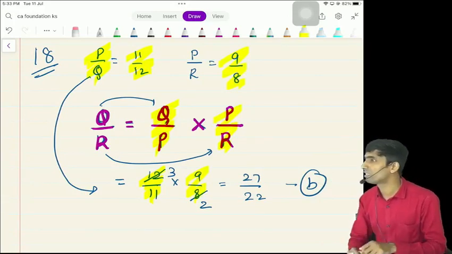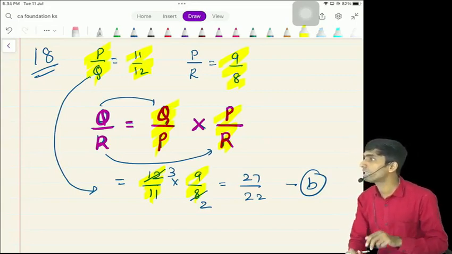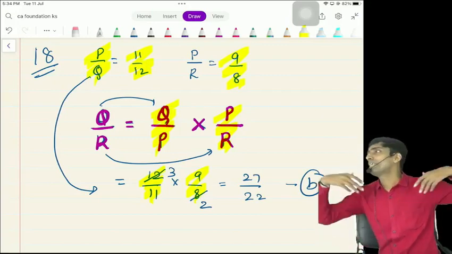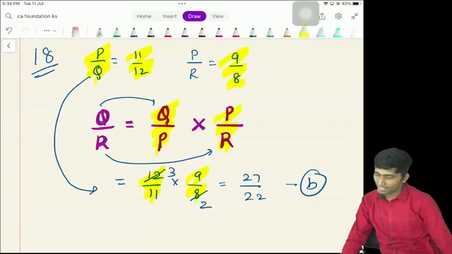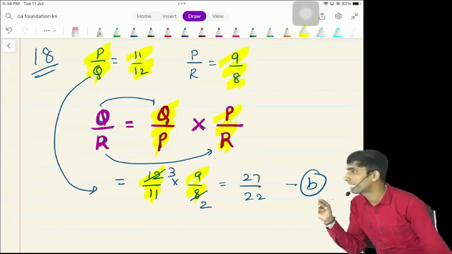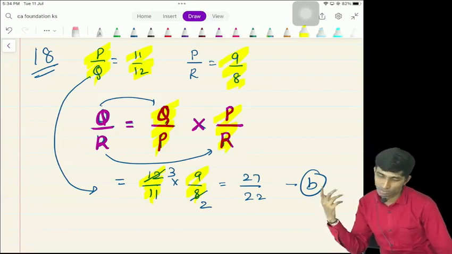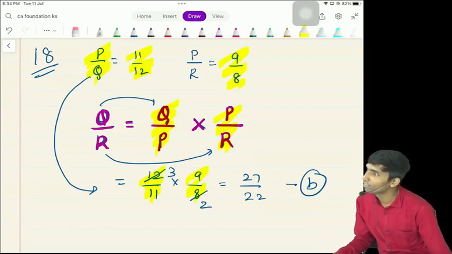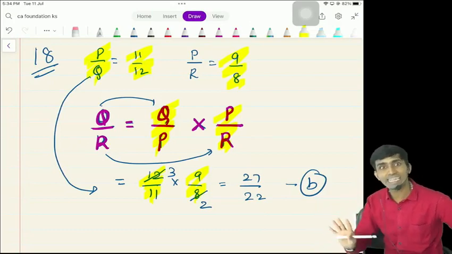Joint ratio also you can do. But then again, there will be a problem. You can understand, Anita. I have many people here, na? You would have taken Q is to P is to R, na? R is to P is to Q. You are a genius. And how did you get Q is to R? Whatever you want, that you have taken. This is easy. Simple, na?